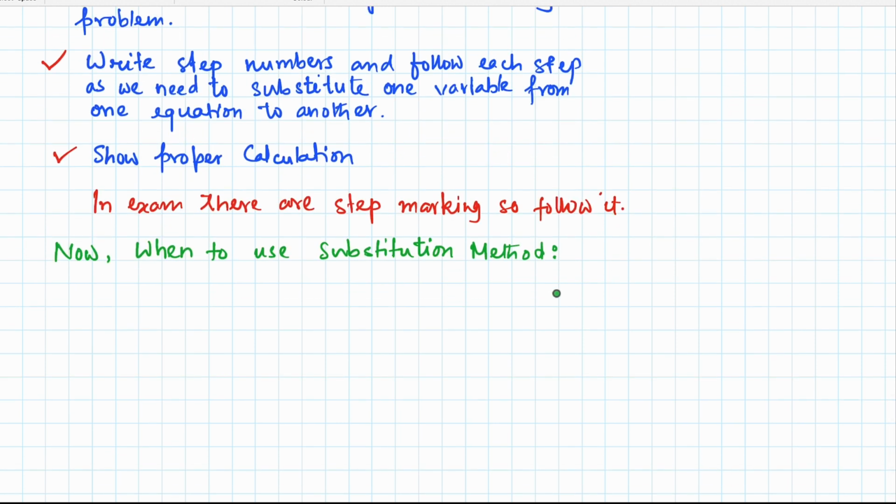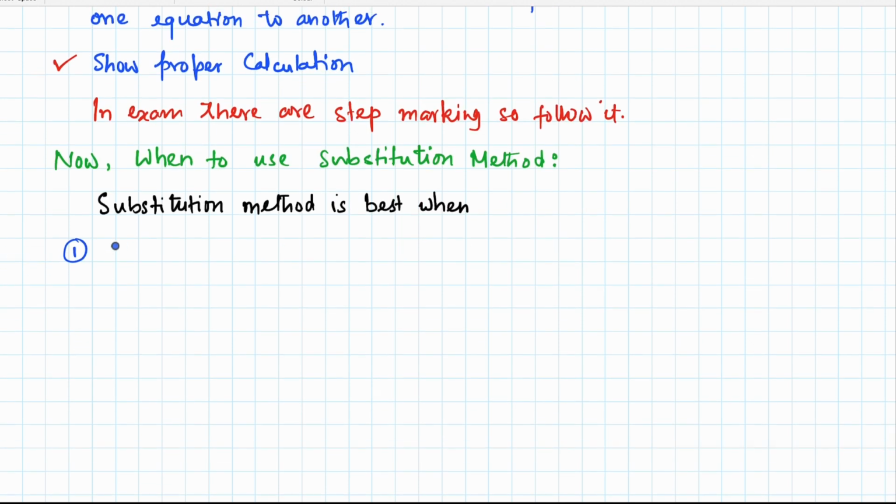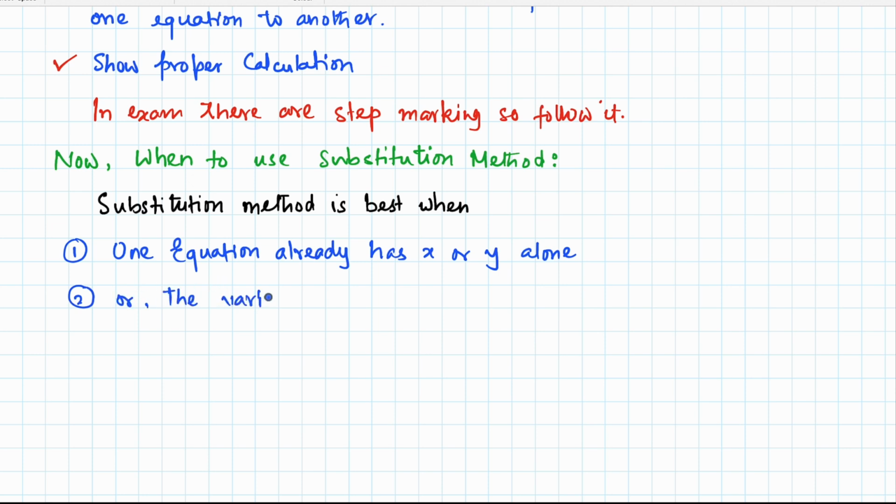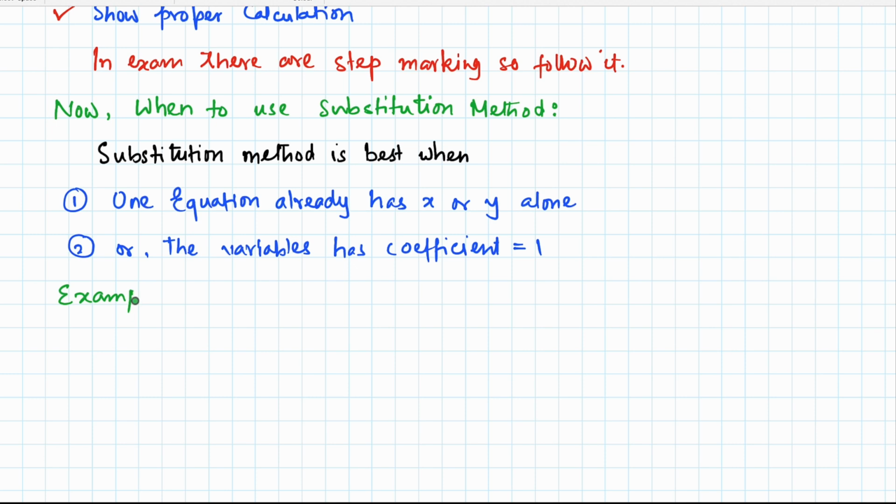Now the fourth important thing is when to use the substitution method. This is very important because there are so many methods available for solving a pair of linear equations. Now when to use the substitution method? The substitution method is best when one of the equations of the given pair of linear equations in two variables has x or y alone, so there is no coefficient, or the variable has coefficient 1.